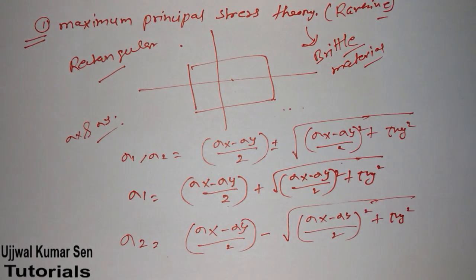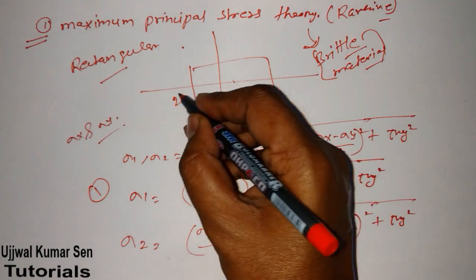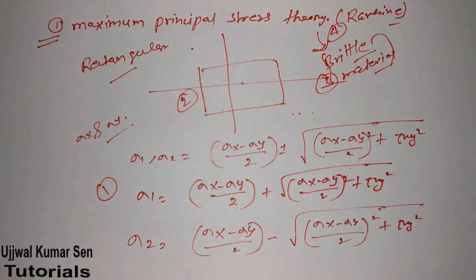This theory is recommended for brittle material. Remember, there are 4 key points we need to remember: first, second, third, and of course the fourth, which is another name of principal stress theory. So 4 key points to get success in these theories of failure, that is principal stress theory.